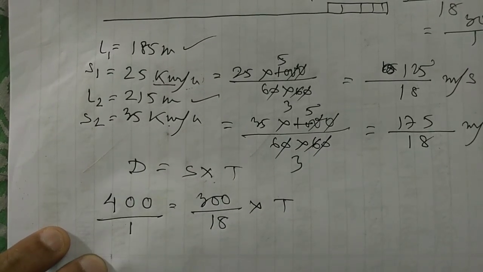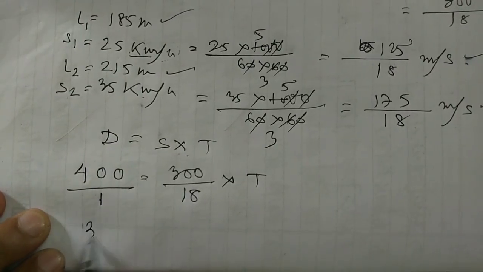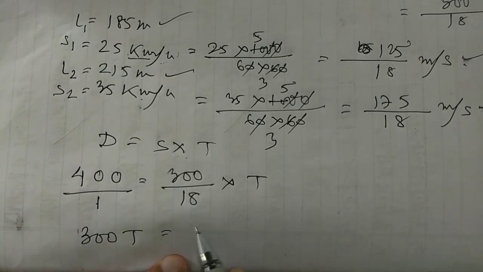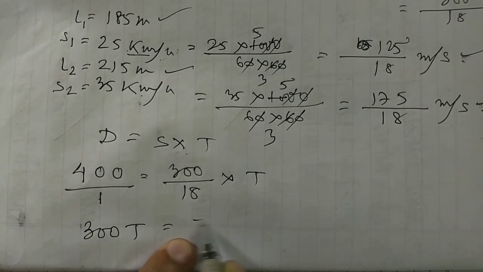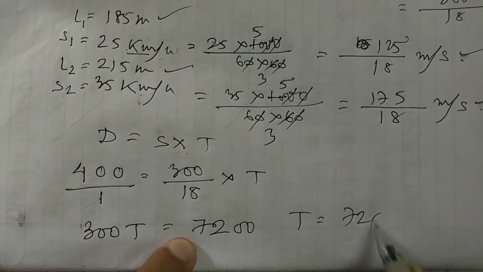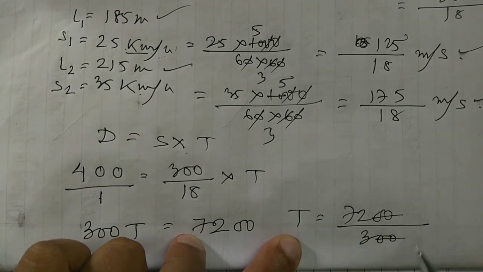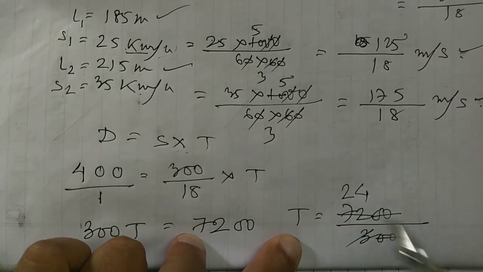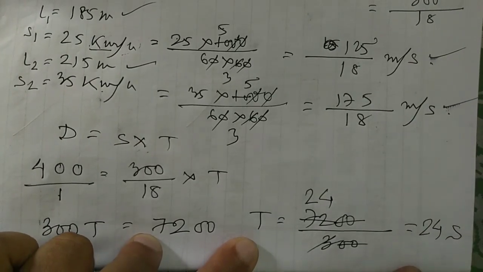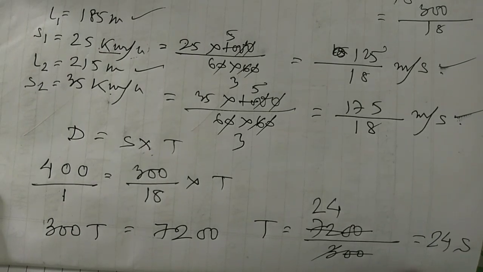Now cross multiply it. 1 into this, that is 300t. Then 400 into 18. So t equals 7200 by 300. What we are getting? 24 second is the time. Fine, understood? But the sum is not finished yet.